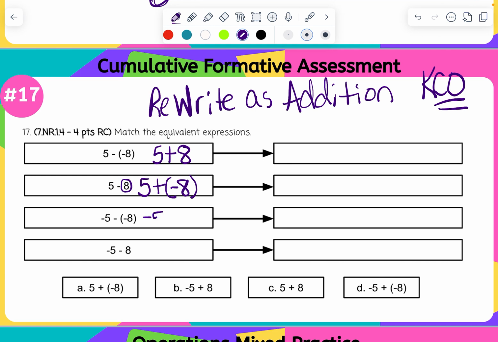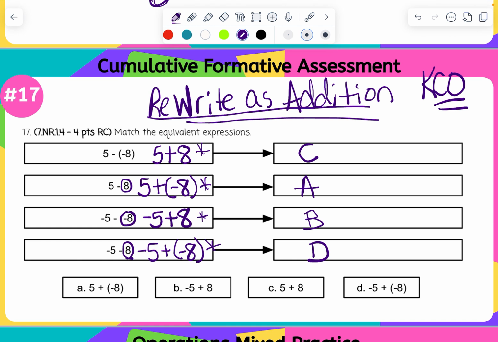Now we're going to keep the negative 5, change this to a plus. This negative 8 becomes a positive 8. Now we're going to keep the negative 5, change this to a plus, and this positive 8 becomes a negative 8. So now we match them up. This matches answer choice C. This matches A. This matches B. And this matches D. But you've got to rewrite them as addition first.